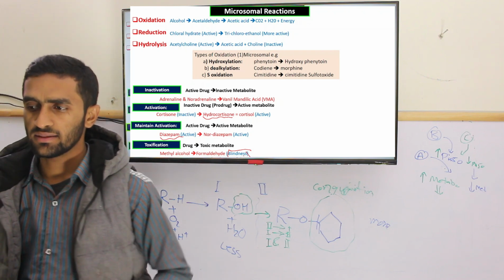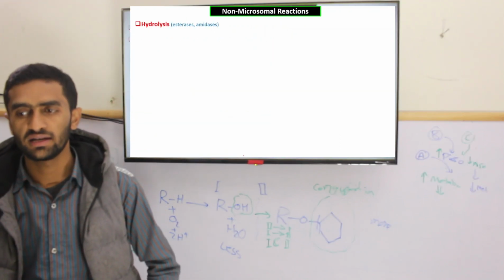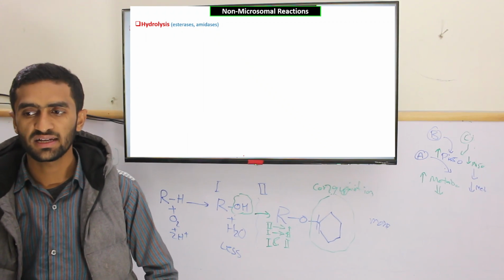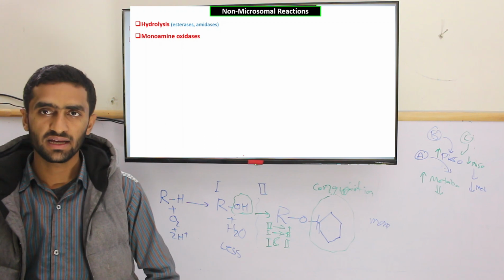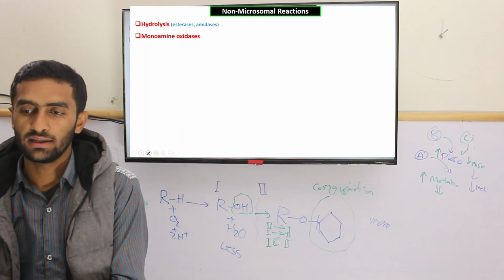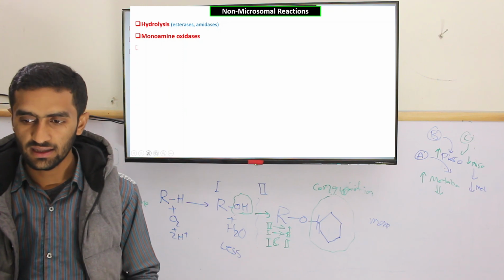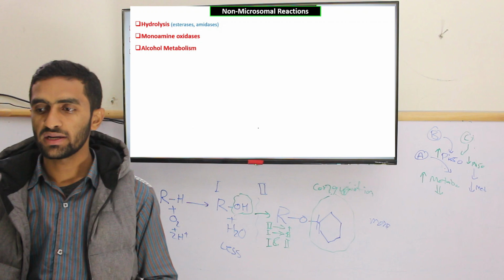So now these are some microsomal reactions. Now let's look at the non-microsomal hydrolysis, which occurs especially by the esterases and amidases, while the monoamine oxidases are amine dependent. So if you look at the other, that is the alcohol metabolism. So just need to look at what is important.